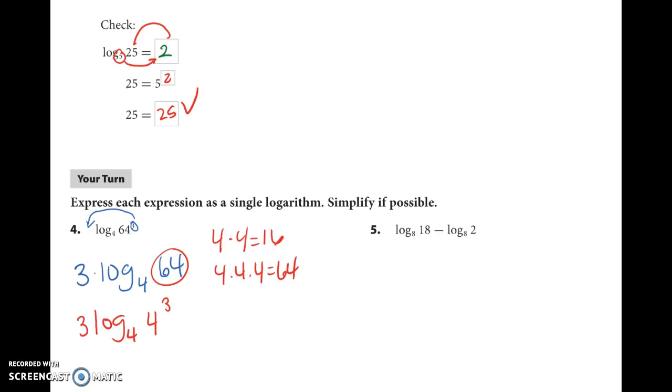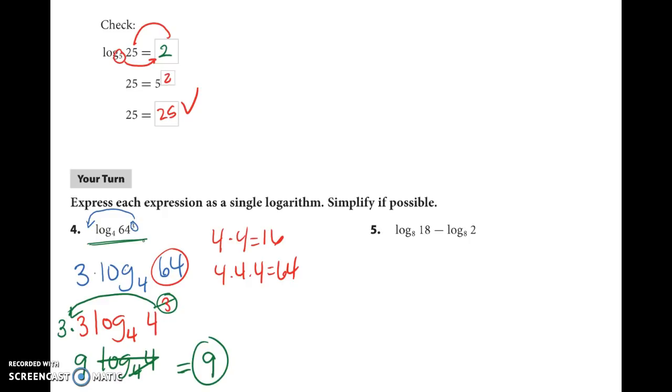Now, anytime there's an exponent, what can we do with it? We bring it to the front. So I have a 3 here, and now I have 3 times 3, which is 9. Now 9 log base 4 of 4. And remember, these cancel, so I get 9. So we were able to simplify this expression to be 9.